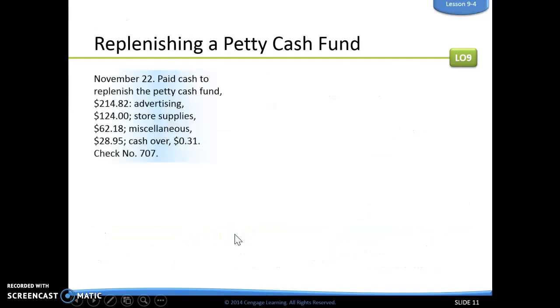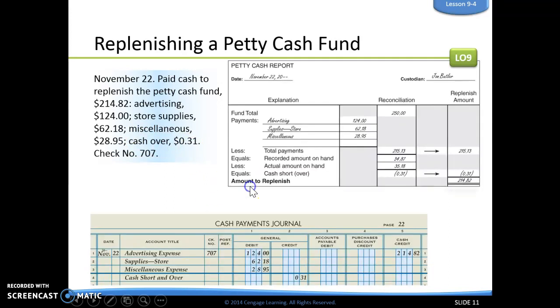Okay, replenishing petty cash fund. We've done this before. It's just now we're recording it into a different journal. So November 22nd, we paid cash to replenish the petty cash fund, $214.82. Advertising was $124, store supplies $62.18, miscellaneous expense of $28.95, and then we had cash over of 31 cents.